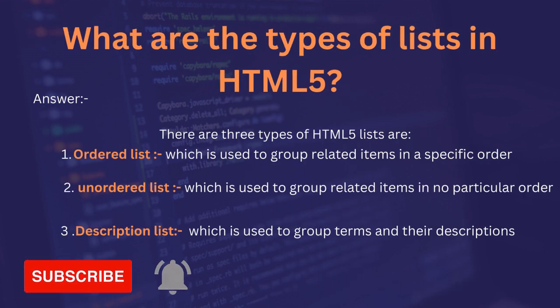The next question is: what are the types of lists in HTML5? There are three types of HTML lists. One is the ordered list, the second is the unordered list, and the third one is the description list. The ordered list is used to group related items in a specific order, while the unordered list is used to group related items in no particular order, and the description list is used to group terms and their descriptions.